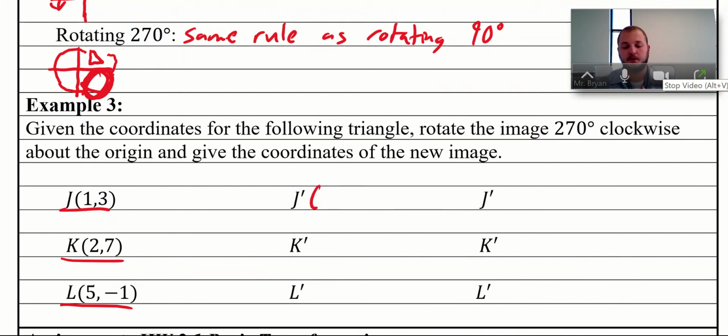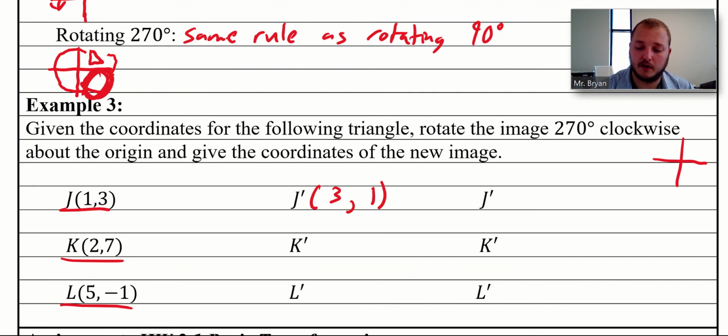So first thing I'm going to do when I start writing out my next point is I'm going to say J prime equals. First thing is switch them, so 3, 1 now. And notice I'm leaving space in front of them just in case I need to change one of the signs. So this is where I just need to visualize where it's going to end up.